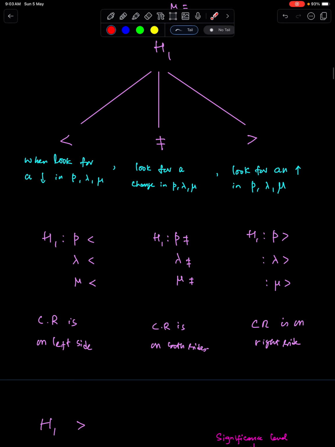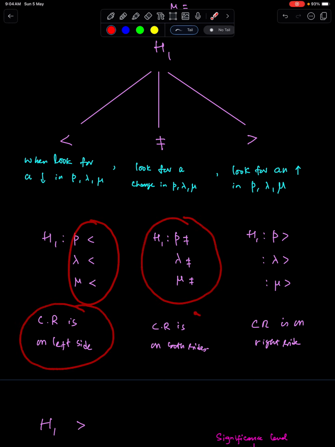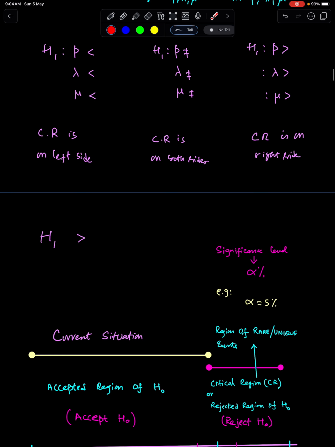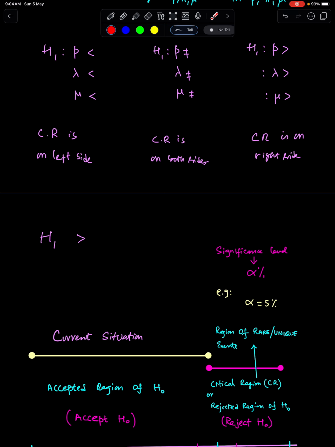Well, this means the lower tail test and critical region is on left side. This means the two tail test, the critical region is on both sides. And this means the upper tail test, the critical region is on right side. Now I'm discussing these tests. I'm starting with this one. Critical region is on right side, the upper tail test.